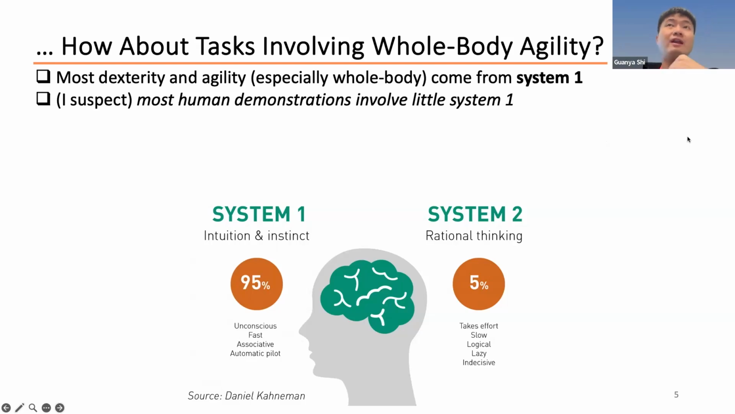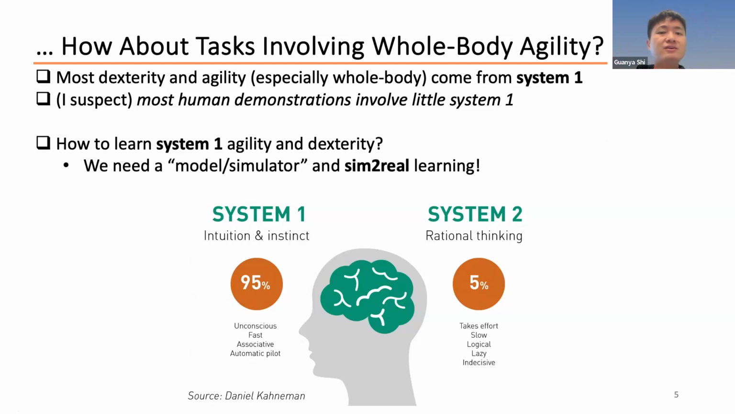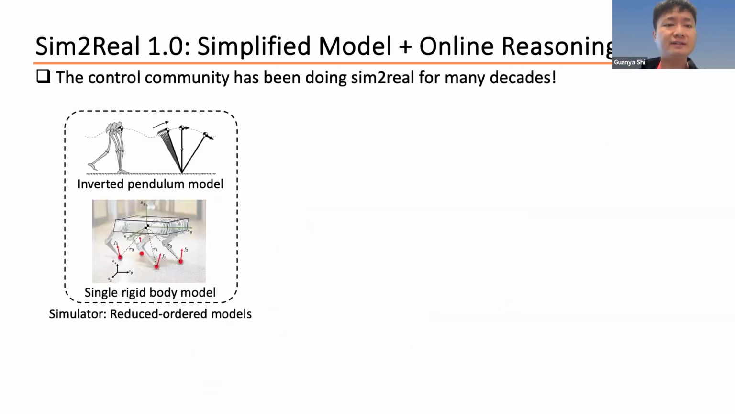Because by definition, when you teleoperate a robot, you're using rational thinking to control the robot. So here comes the question: how do we learn System 1 agility and dexterity? My answer today is we're going to need a model, or a simulator, and we need to do something called Sim2Real learning. And today's talk, I hope, will give you a whole spectrum of Sim2Real learning.